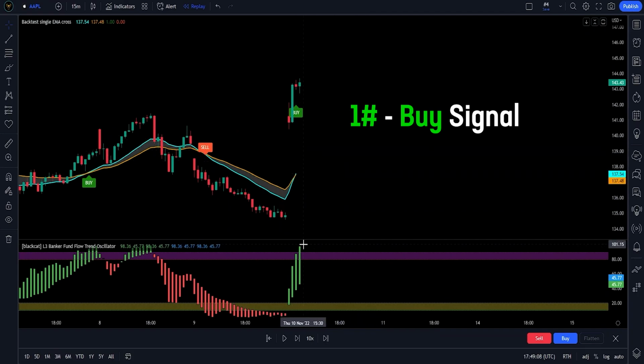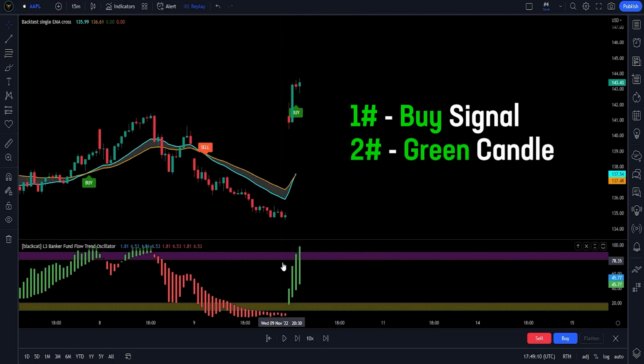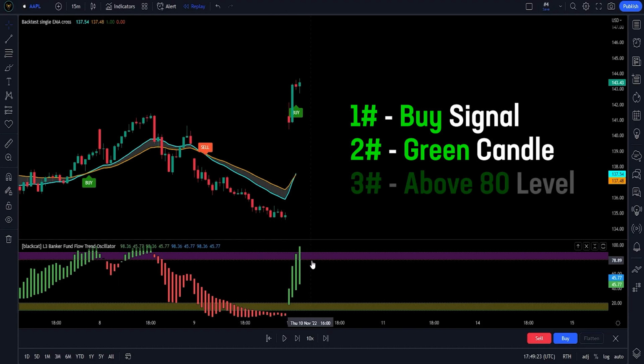Our second rule is that our trend oscillator candle, right below our buy signal, must be green colored. This second condition is also met, and our trend oscillator is also signaling that we are currently in a bullish pattern. Before entering a long trade, let's see if our third and final condition is also met, which is that this trend oscillator candle is also above 80 level. It is well above this level, so with all 3 conditions met, we can confidently enter a long position.